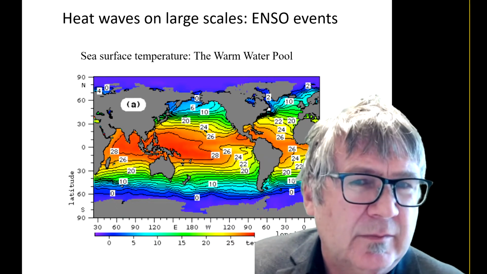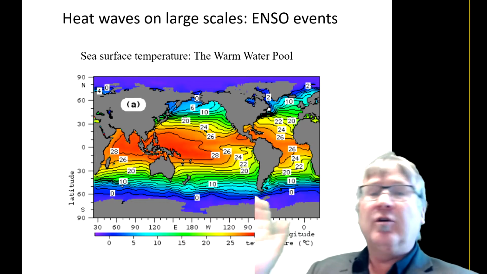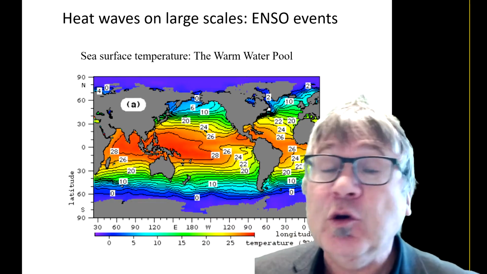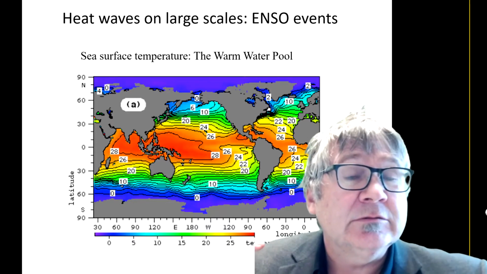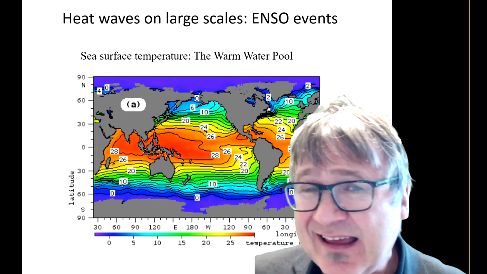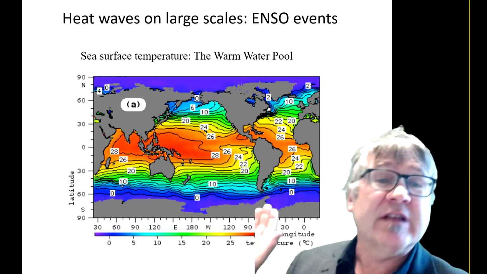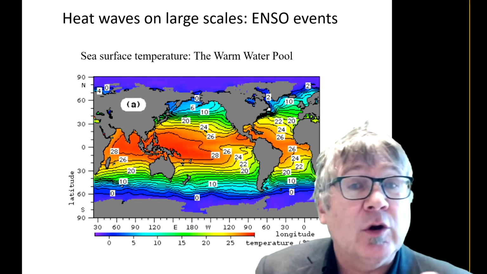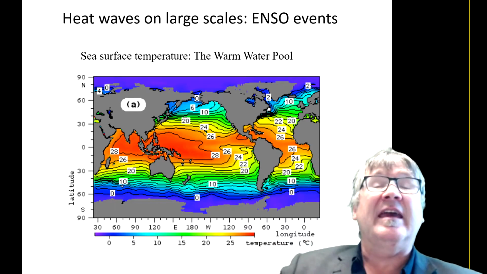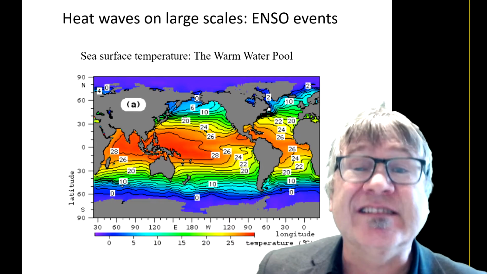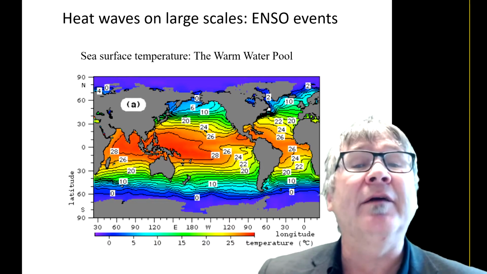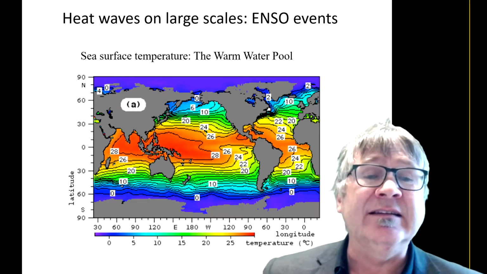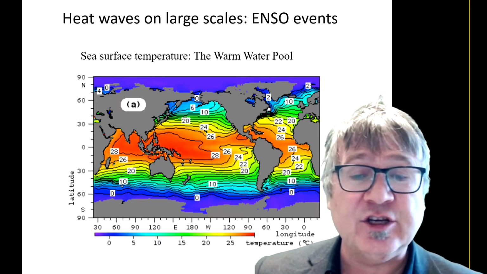Well, marine heat waves can occur on relatively small scales, say of a few kilometers. They can be in rivers, in lakes, in coastal oceans. Let's talk about the biggest events, on a scale of several thousand kilometers. These are heat waves on a large scale associated with ENSO, the El Nino Southern Oscillation.